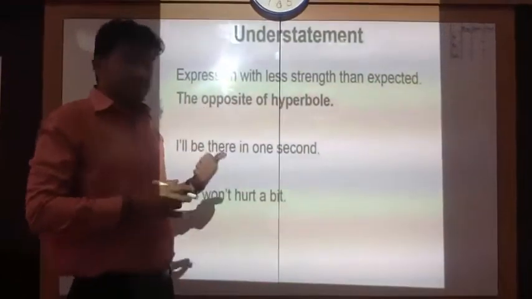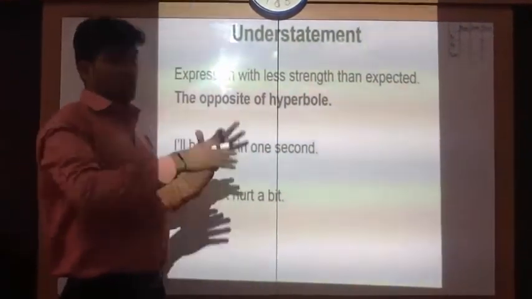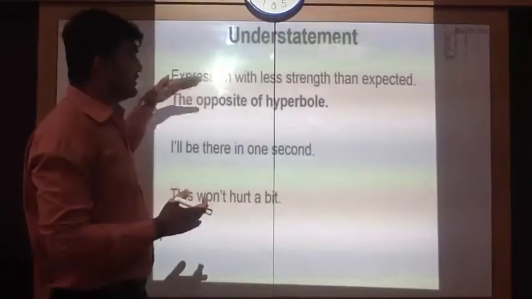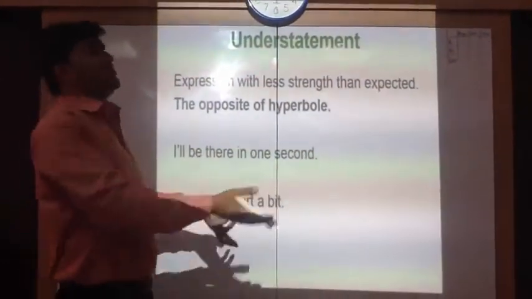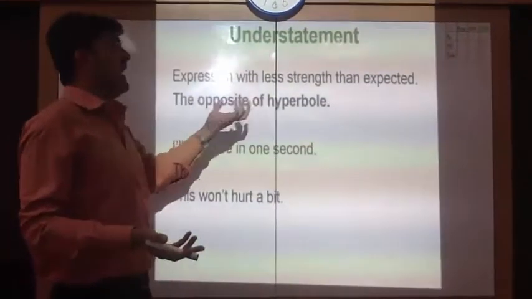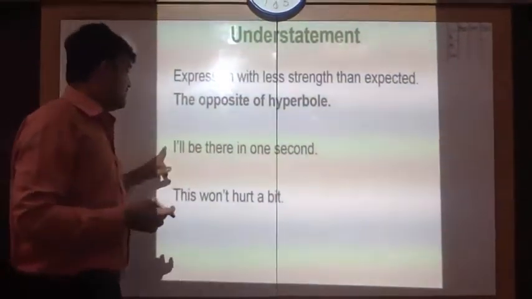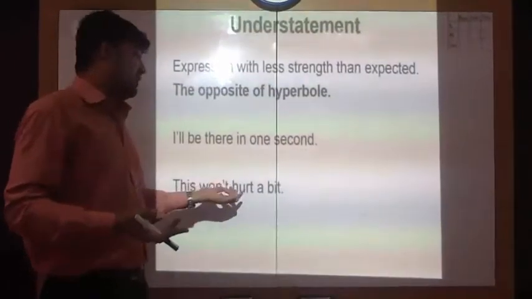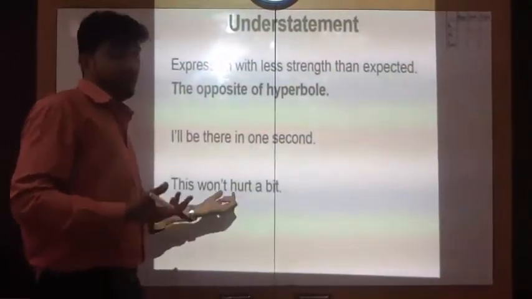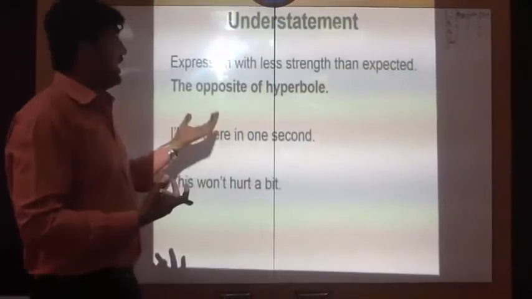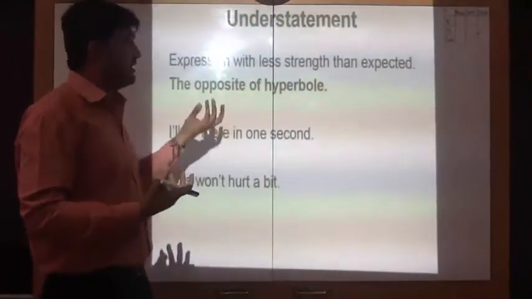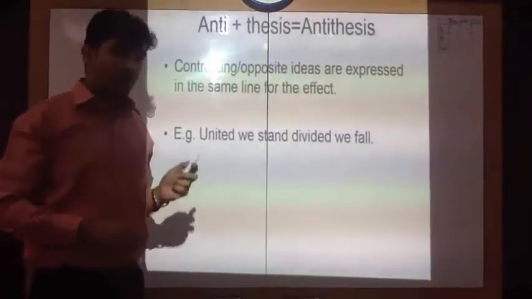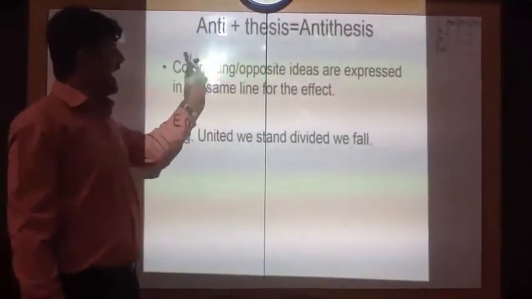We are having something called understatement. Hyperbole was exaggeration and understatement is considering things at a lower level. Expressions with less strength than expected. The opposite of hyperbole is understatement. For example, I will be there in 1 second, and you are never there. This won't hurt a bit. See, this won't hurt, but it will hurt a bit. So here again you are doing understatement. You are making the effect less. Less strength is given to the statement.